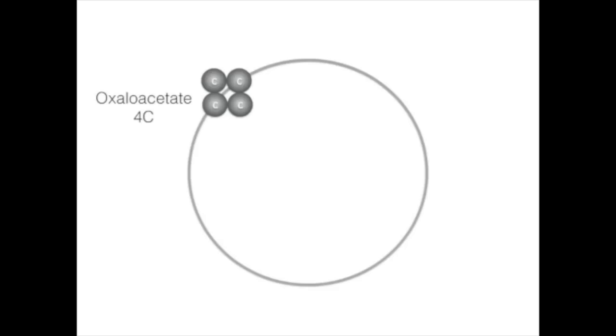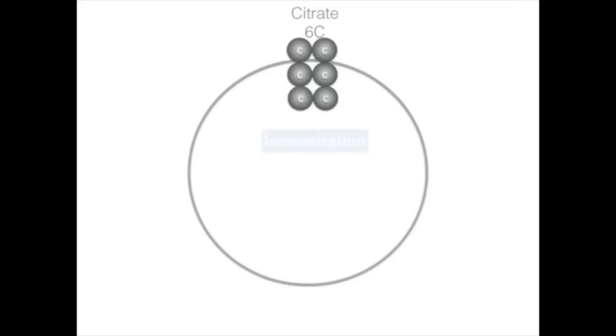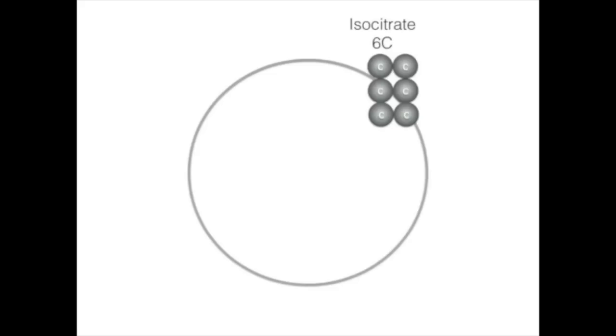And so oxaloacetate is going to combine with 2 carbons from acetyl-CoA. This is going to occur through a condensation reaction, which produces the 6-carbon molecule citrate. Then citrate is going to undergo an isomerization. Water is going to leave, and then water is going to come back again to form isocitrate. And again, this is an isomerization reaction that involves a dehydration and rehydration.